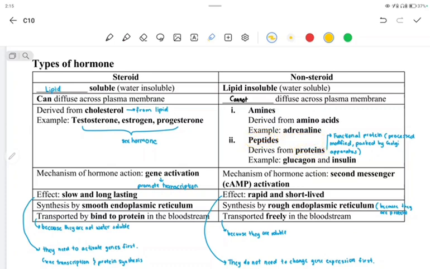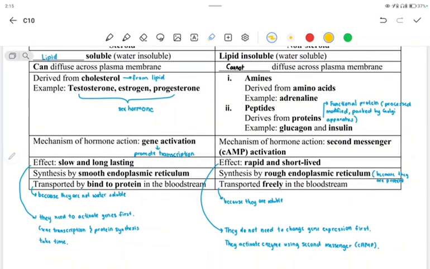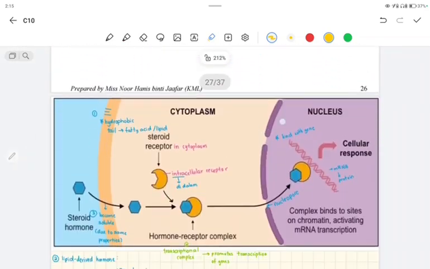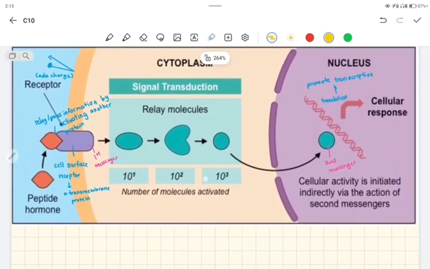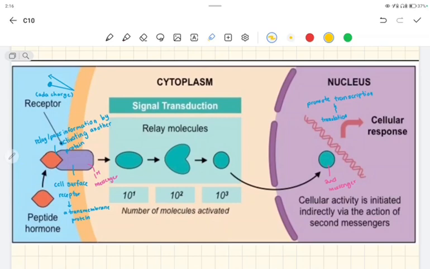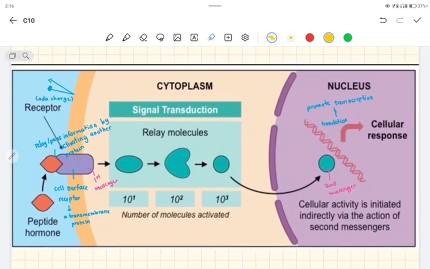So our non-steroid hormone is going to undergo a mechanism which we call second messenger cAMP activation. And then our non-steroid hormone binds to the receptor on the cell surface instead. We call it a cell surface receptor, which is a transmembrane protein. And then they use a second messenger system such as cAMP to produce their effect here. So this is our first messenger, which is the cell surface receptor, and our second messenger.